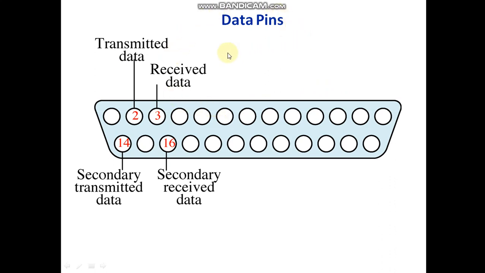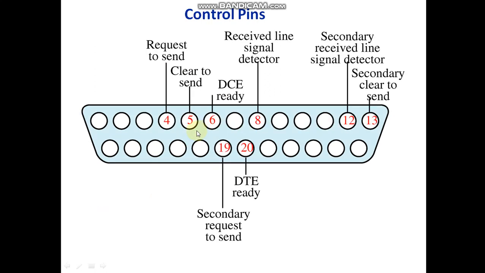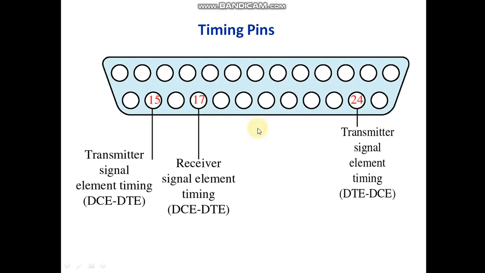We'll discuss the pins. Pin number 2 is used to transmit the data, and 3 is used to receive the data, and 14 and 16 are used for secondary transmit data and secondary receive data respectively. These are the other pins which are used for control and timing signals. Pin number 4 is used for request to send, 5 is clear to send, 6 implies that the DCE is ready for transmission, and 8 is the received line signal detector. Likewise, the other pins are used for the electrical specification.